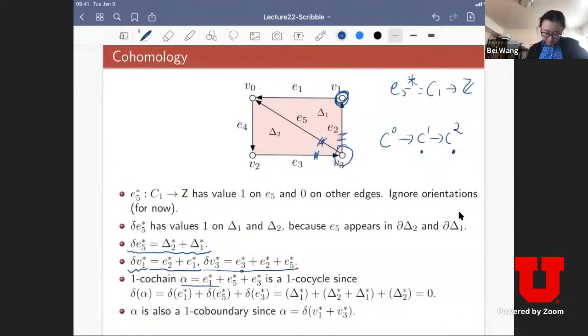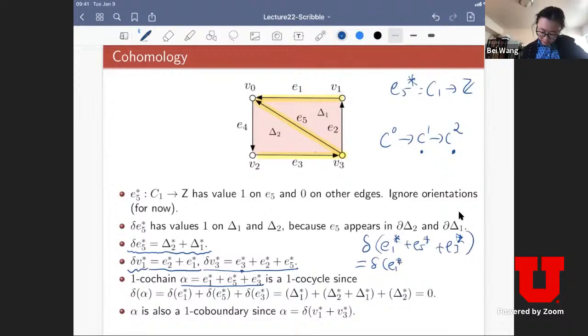Okay, so I have a one co-chain. Remember, a one co-chain is going to be... let me rewrite it. I have this one co-chain alpha that is E1 star plus E5 star plus E3 star, right? This is, again, a linear combination of elementary co-chains. And what I claim is that it is a one co-cycle, right? What is the condition for it to be a one co-cycle? Its co-boundary has to be 0. So I'm going to take the co-boundary of alpha. Because alpha is equal to E1 star plus E5 star plus E3 star, taking the co-boundary of it is equivalent to taking the co-boundary of each individual element.